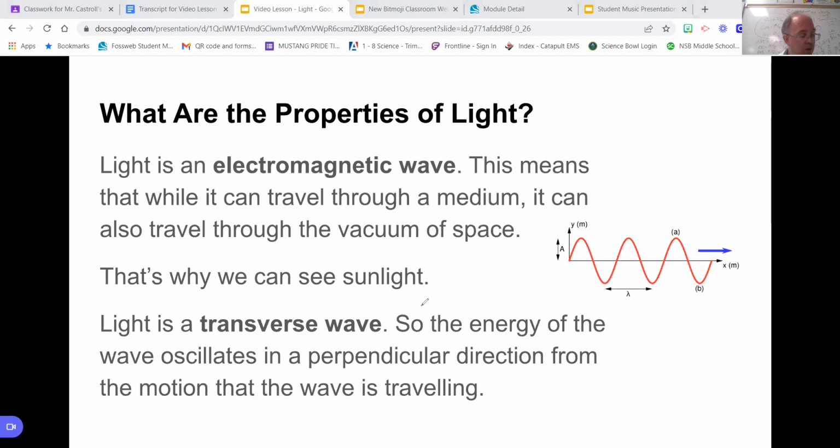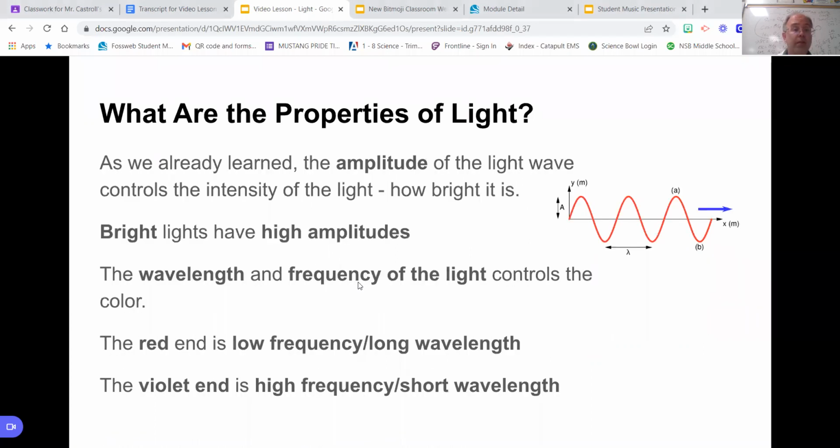As we have already learned, the amplitude of light controls the intensity of light, how bright it is, as bright lights have high amplitudes. Wavelength and frequency control color. The red end is the low frequency, long wavelength end. The violet end is the high frequency, short wavelength end.